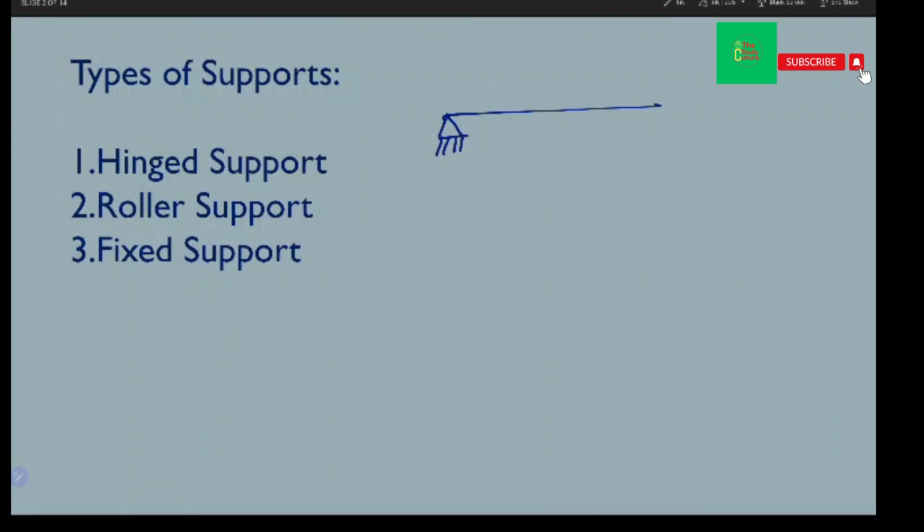Types of supports. There are three types of supports: hinged support, roller support and fixed support. Hinged support means, this is a hinged support. Moment is 0, reactions horizontal and reactions vertical. Number of reactions are 2.